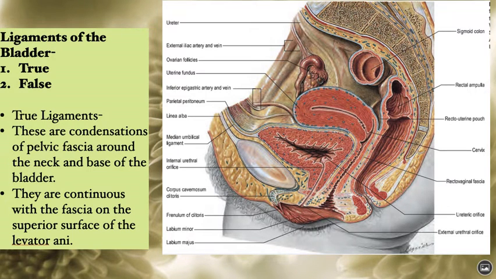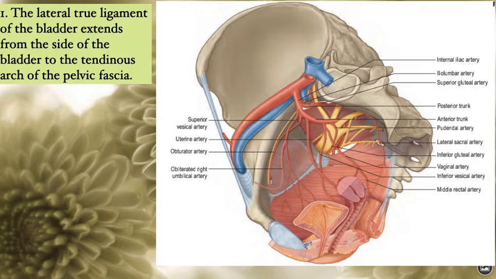Okay, so that was just to give you an outlook of the bladder. Coming to the ligaments of the bladder, we have the true ligaments and the false ligaments. The true ligaments are condensations of the pelvic fascia around the neck and the base of the bladder. They are continuous with the fascia on the superior surface of the levator ani muscle. So we have the lateral true ligament of the bladder extending from the sides of the bladder to the tendinous arch of the pelvic fascia over here.